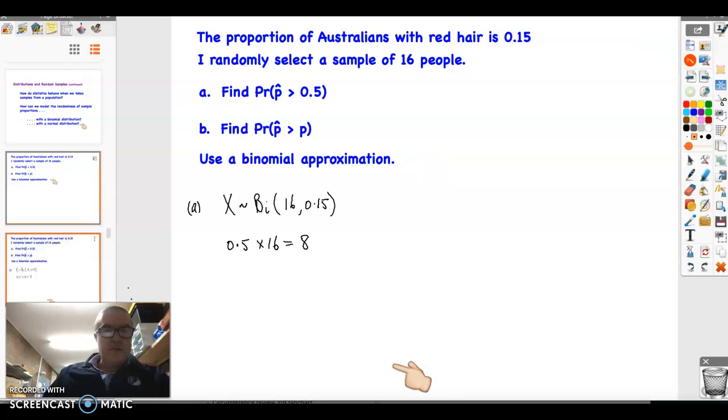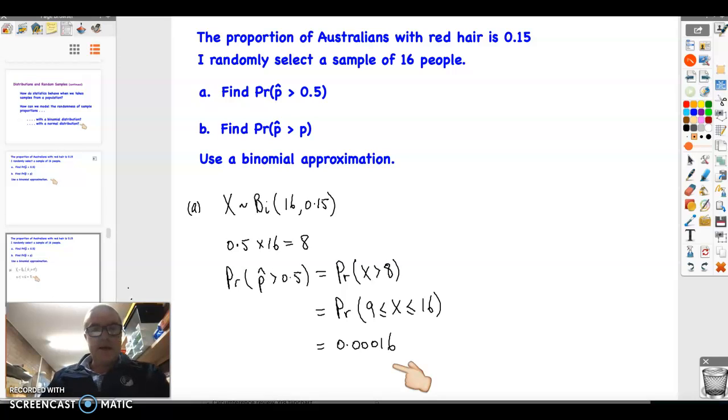Because we're using that approximation, I'm going to start by defining x, which is the number of people in the sample with red hair. It's binomially distributed. We've got 16 trials, or 16 people in the sample, and the probability that each individual person has red hair is 0.15. Our first question is about the probability that this proportion is greater than 0.5. So I'd like to know what is 0.5 of the sample. Obviously that's going to be 8 people.